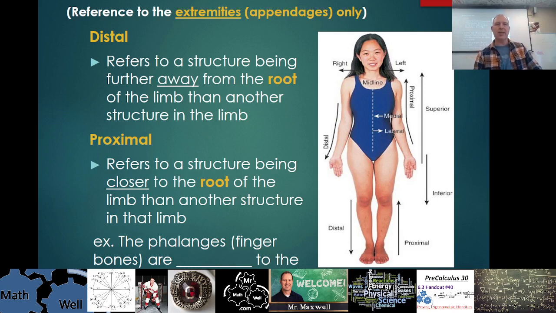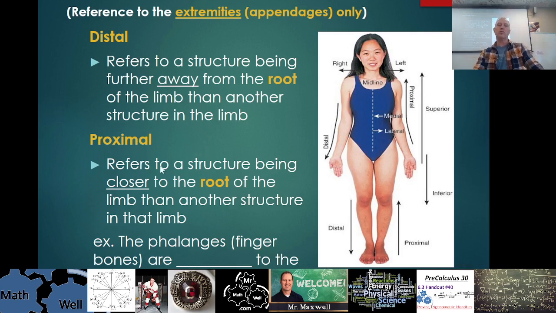All right, positions and directions. This is in reference to the extremities or the appendages only, so your arms and your legs. So think about that. Distal refers to the structure being further away from the root of the limb than another structure in the limb. The root of the arm would be the shoulder, right? So as you move away from the shoulder, these parts of the body are distal to the shoulder.